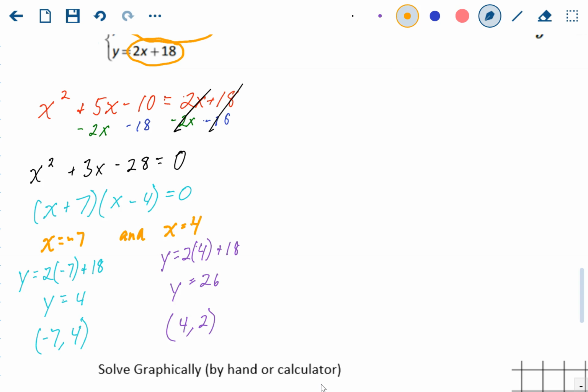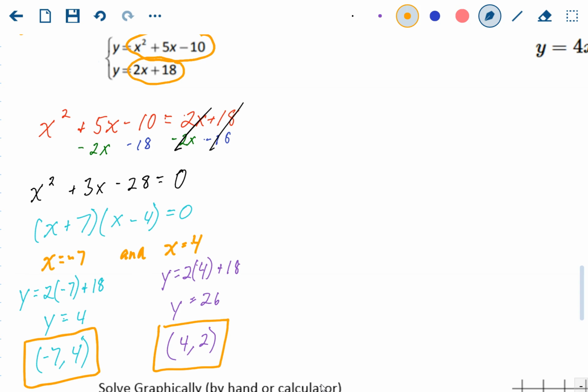So that one had two solutions. Remember, a linear versus a quadratic could have two solutions. So those two graphs would intersect at those 2 points. Oops, 26, not 2.